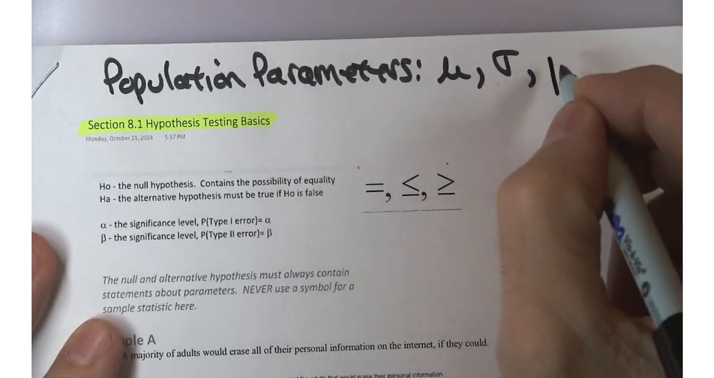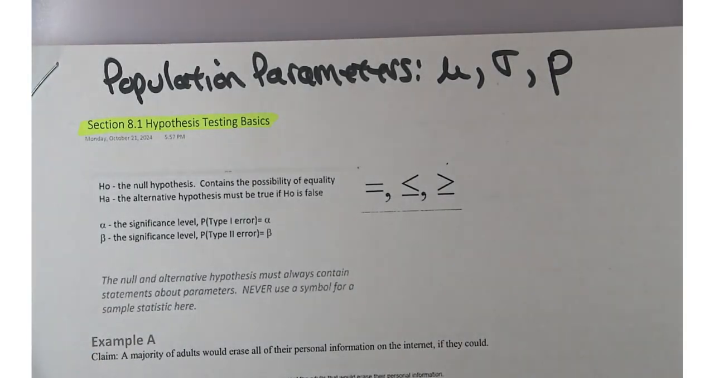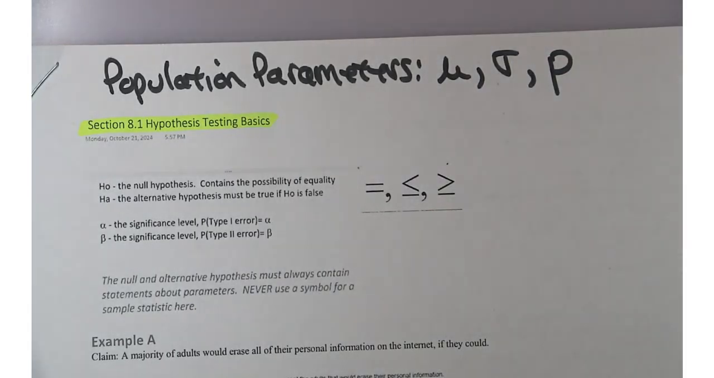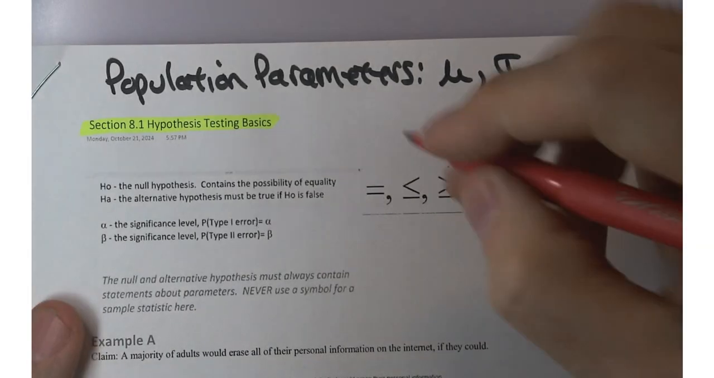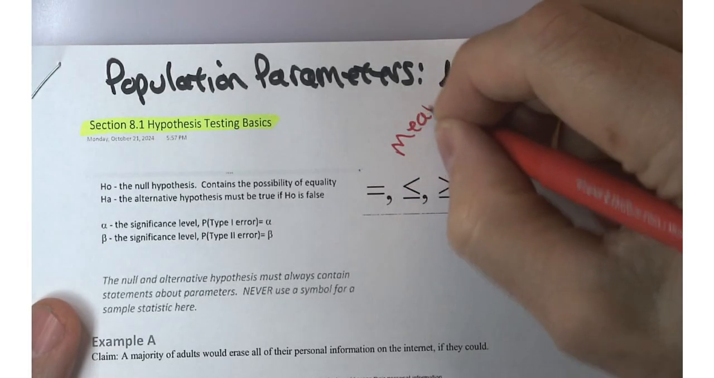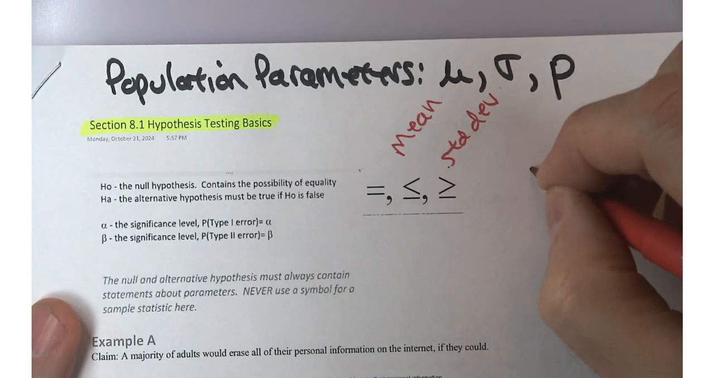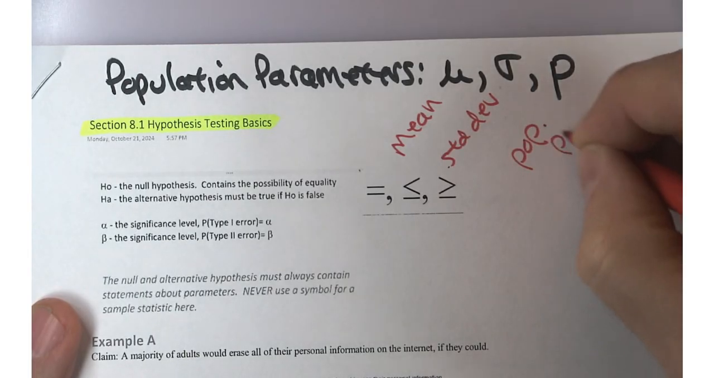Let's be careful. What would P hat be? Estimate. Yeah, that's the estimate. Well done. Thanks, Nicholas. P hat would be the estimate. That's your sample statistic. So this goes along with your mean. Here's your standard deviation. And here's your population proportion.